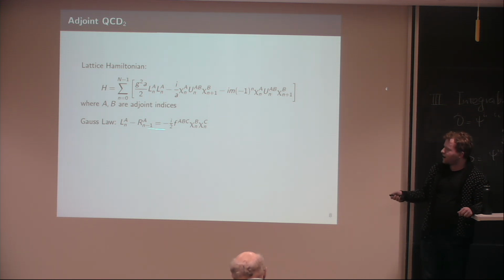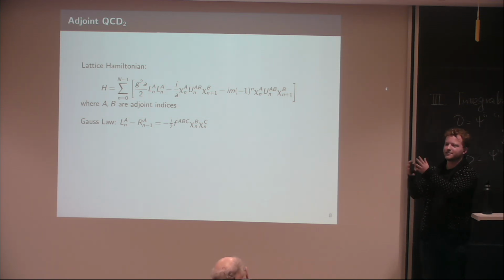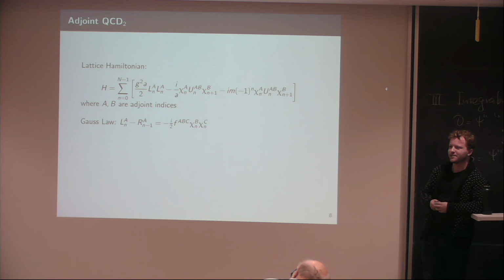The Gauss law is also very similar. We have a difference between L_n and now an R_n. R is the right-side version of L, which stood for left. R stands for right here, and this is related to the fact that we have a non-abelian gauge symmetry now. But morally, it's the same. The electric field changes by something related to the charge density on each site. And so this is our Gauss law.